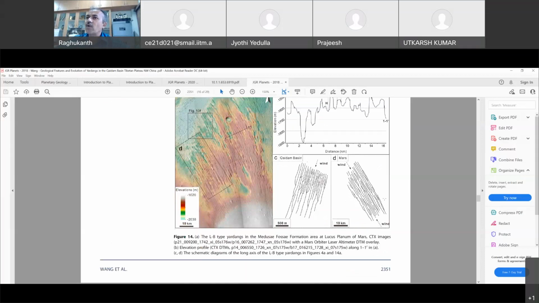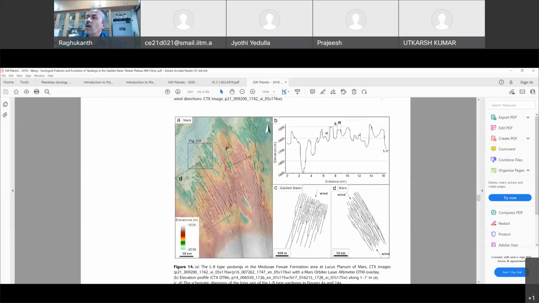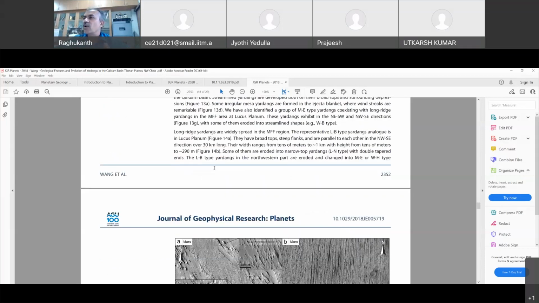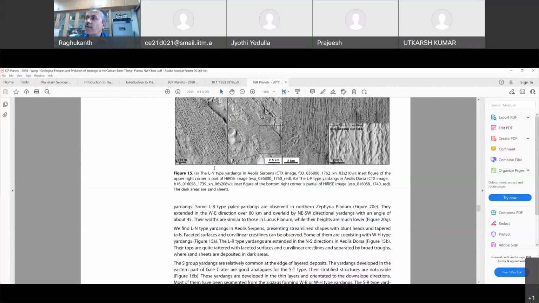So now they can have a conclusion on which direction the wind has blown, how this erosion has happened. All these things you can easily study by this type of analogy. So this is one typical example. I will send you this paper on WhatsApp also, so you can study.